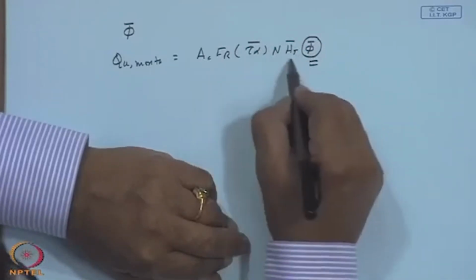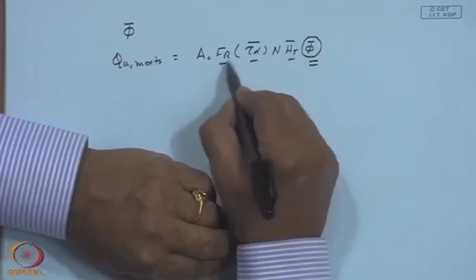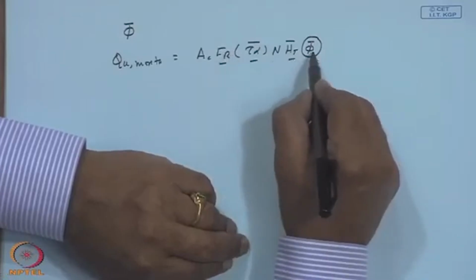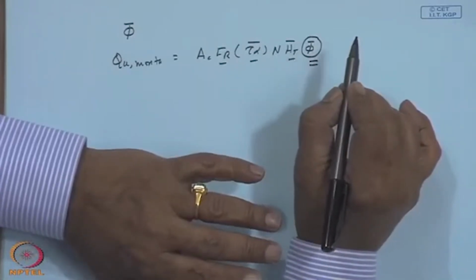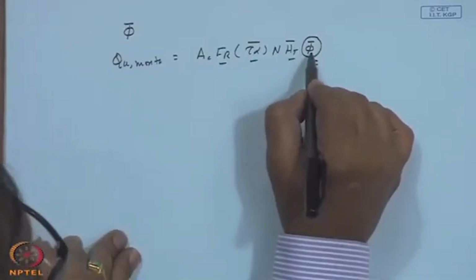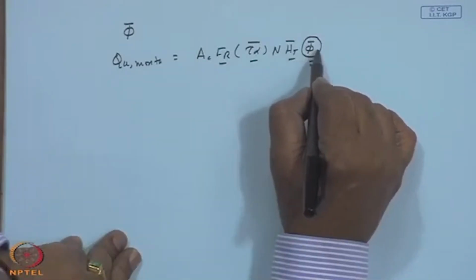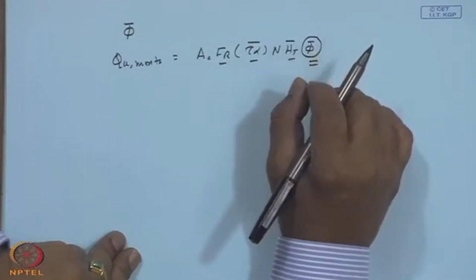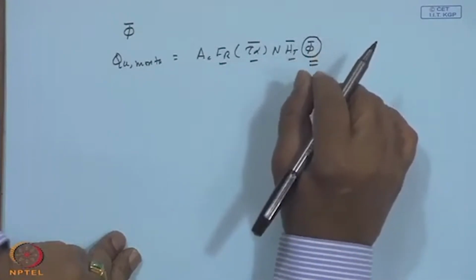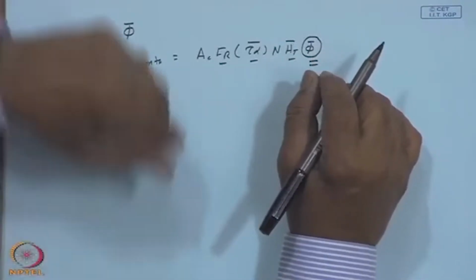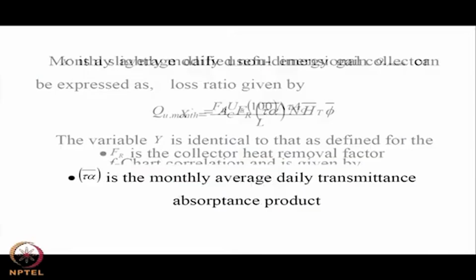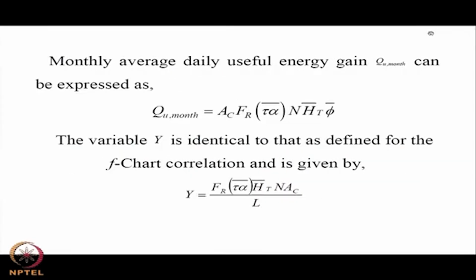If we find out h t bar, I know; tau alpha bar, I know; F r is a collector parameter. So, methods to calculate everything are known except the monthly average daily utilizability. So, we shall reserve the calculation procedure for the monthly average daily utilizability, having understood that it is a ratio of the solar radiation available above the critical level to the total solar radiation falling on the collector. We will go ahead and see the correlation for the monthly solar load fraction in terms of the utilizability.